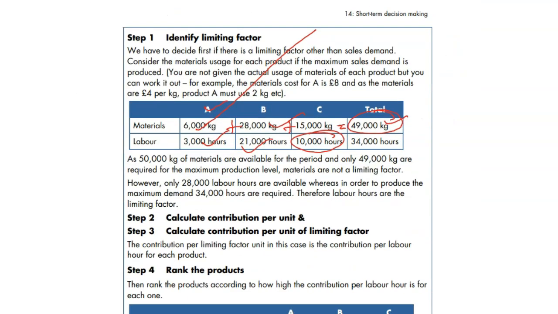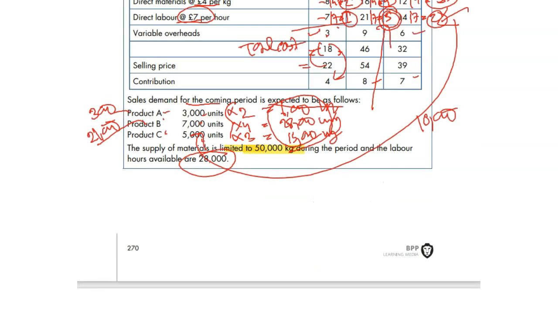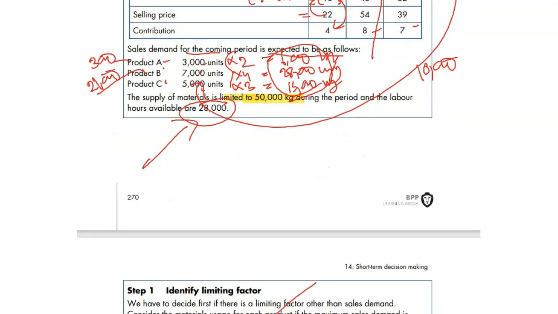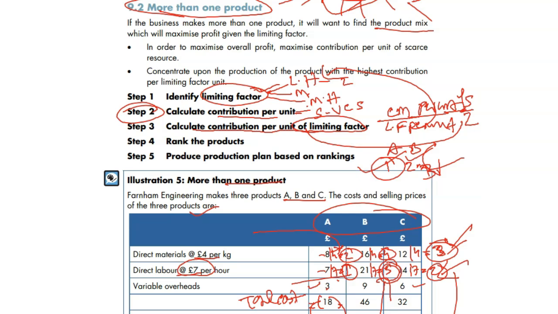So if you add all these, 3 plus 21 plus 10 equals 34,000 hours needed to produce A, B, C. Do you have 34,000 hours? That's the question. The answer is no. You have only 28,000 hours. So which one is your limiting factor? Labor hour. That's your step number 1. LH, labor hour, is my limiting factor here.